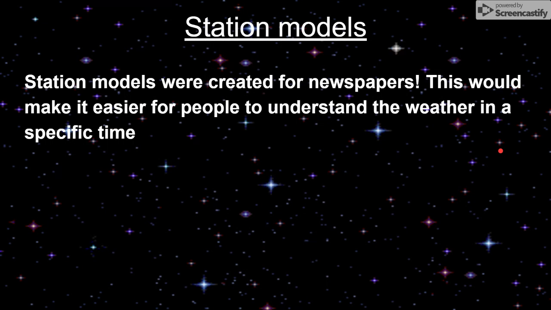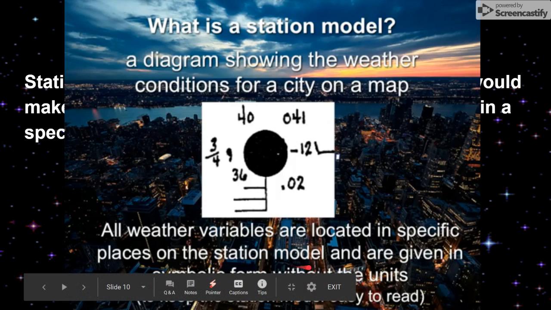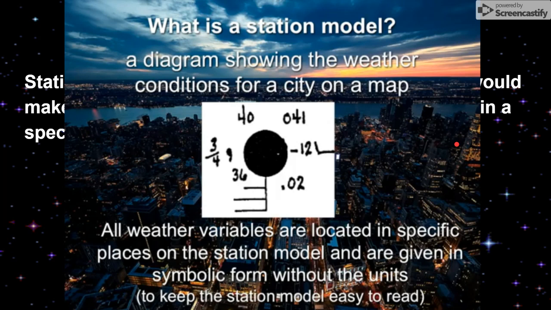So let me know. Okay, so station models were created for newspapers a long time ago, and this would make it easier for people to understand the weather at a specific time or in a specific city. So for example, what is this station model? Well, look at all this. This is an example of one, and it's just a diagram showing the weather conditions for a city on a map. All weather variables are located in specific places on the station model and are given in a symbolic form without the units. As you can see here, these do not have any units, they just have numbers.